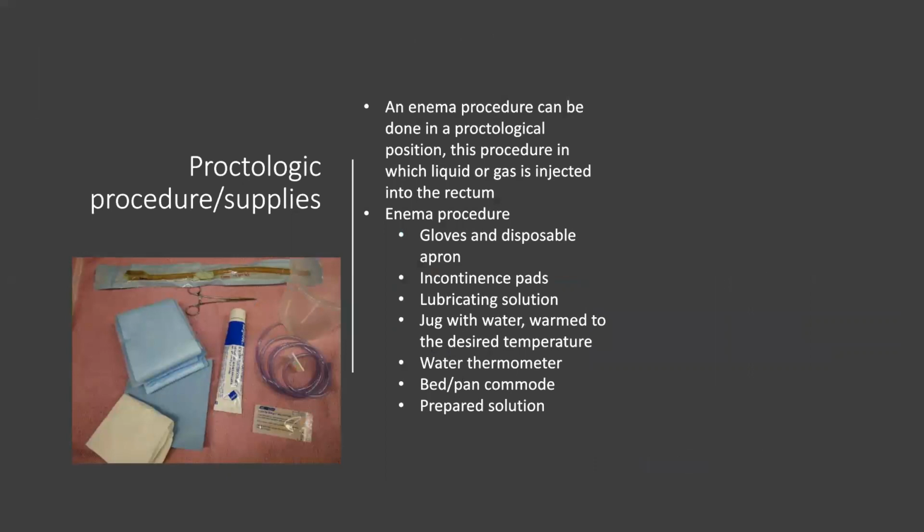A procedure and supplies that can be done in a proctologic position can be an enema procedure, in which liquid or gas is injected into the rectum. The supplies that are required for this procedure include gloves and a disposable apron, incontinence pads, lubricating solution, a jug with water warmed to the desired temperature, a water thermometer, a bedpan or commode, and prepared solution.